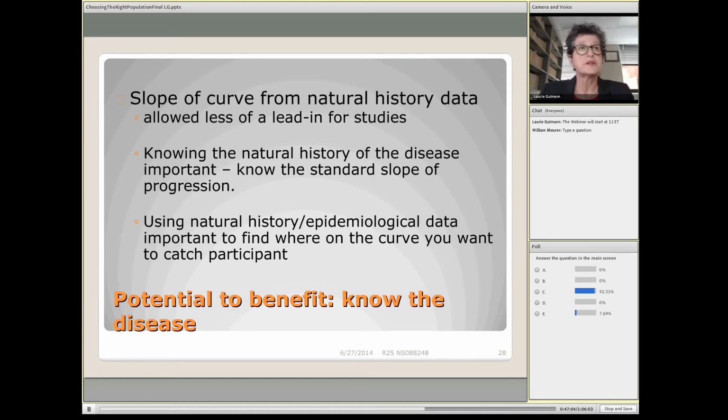Lead-in time became precious time for those participants. And knowing the natural history of the disease, you can look at the standard slope of progression and use that natural history or epidemiological data to find where on the curve you want to catch the participant. Do you want to catch them early in the disease, or do you want to catch them later in the disease? And it depends again on your particular intervention and what outcome measurements you're using.